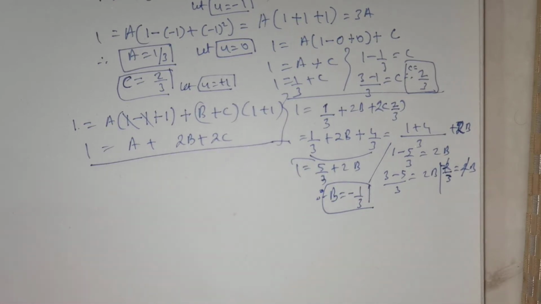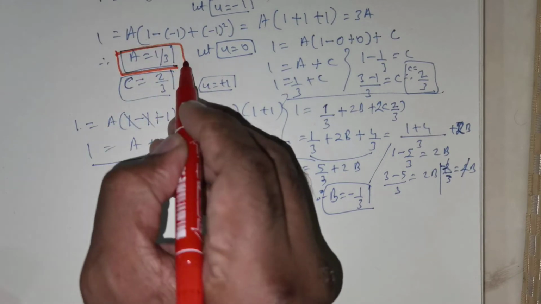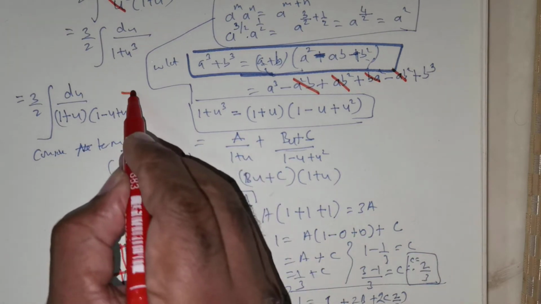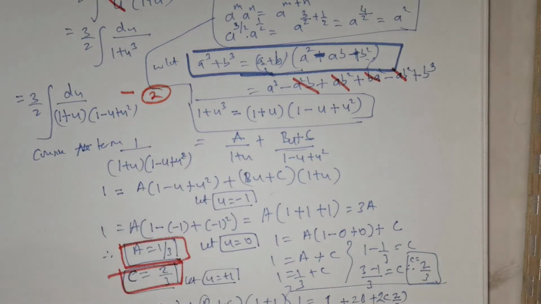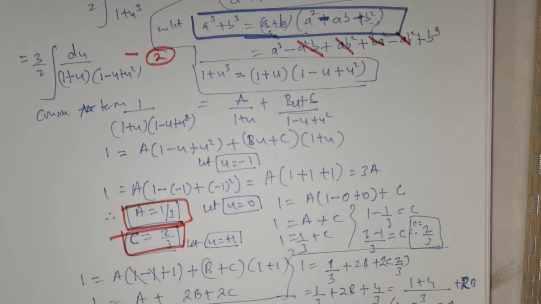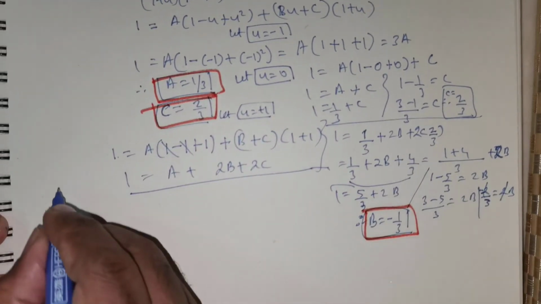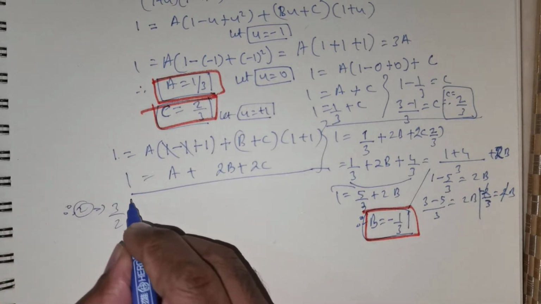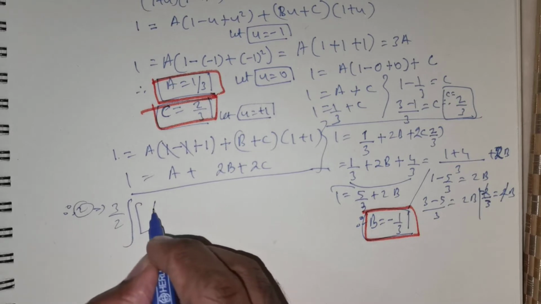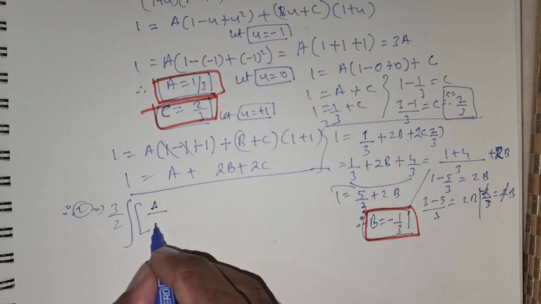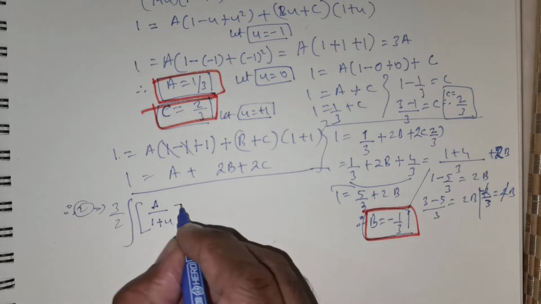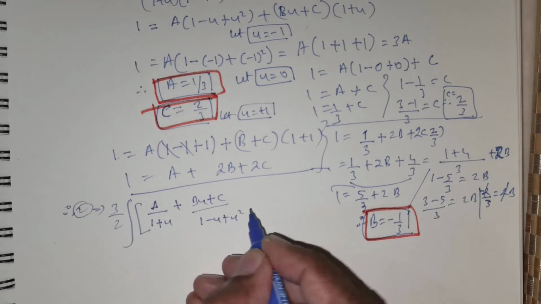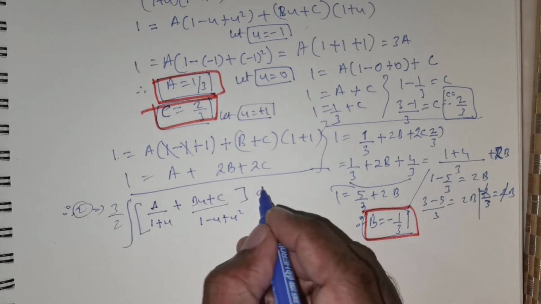So I've got the value for a, value for c, and the value for b. So what I need to do is I will have to take this as, say, some 2. So therefore 2 can be rewritten as, I'm going to write it down here, 3 over 2 times integral a over 1 positive u, positive bu, positive c divided by 1 negative u, positive u squared times du.